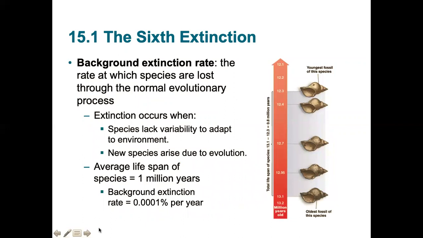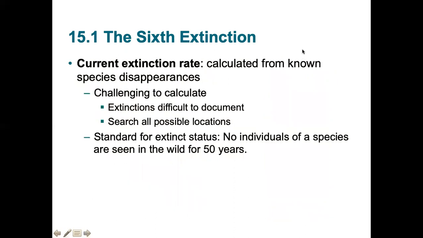So background extinction rates, we can tell background extinction rates by looking at fossils. The average lifespan of a species is about 1 million years. So the background extinction rate is about 1 millionth of a percent per year. Our current extinction rate is calculated from what species we know are disappearing. And it's kind of hard to calculate while you're in the middle of a mass extinction because it's hard to document.